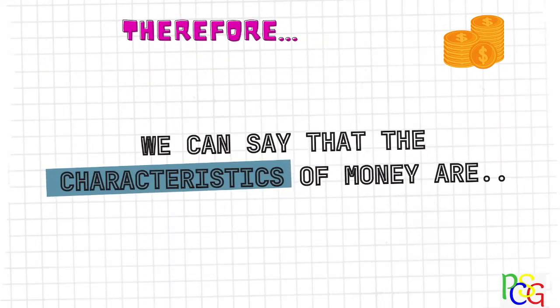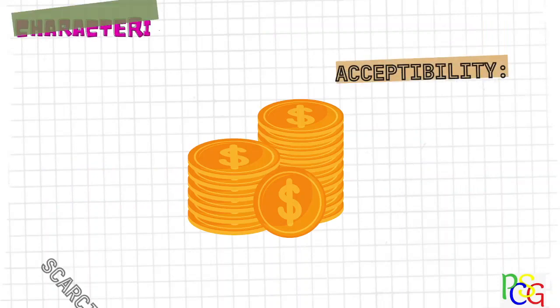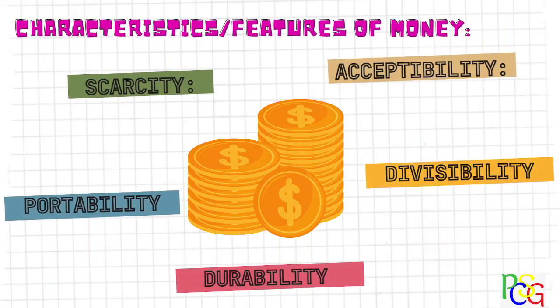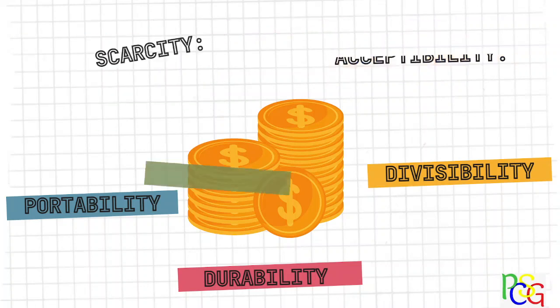Therefore, we can say that the characteristics of money are scarcity, portability, durability, divisibility, and acceptability. And those were the characteristics that we just went through.